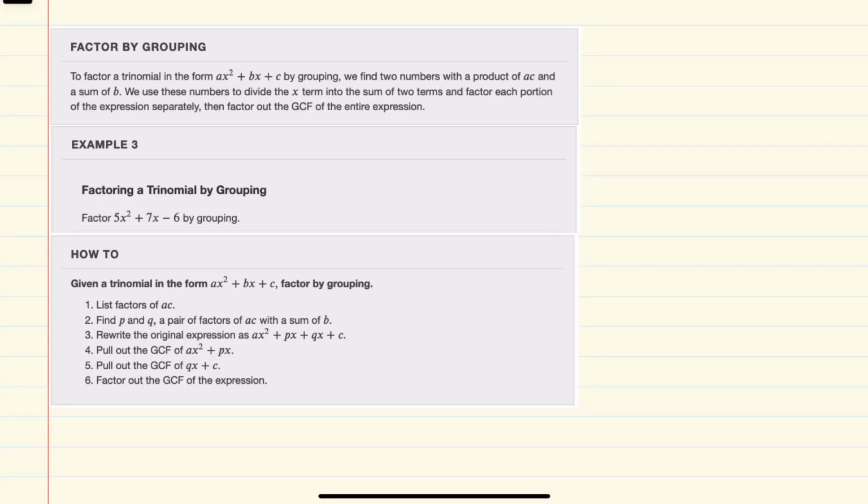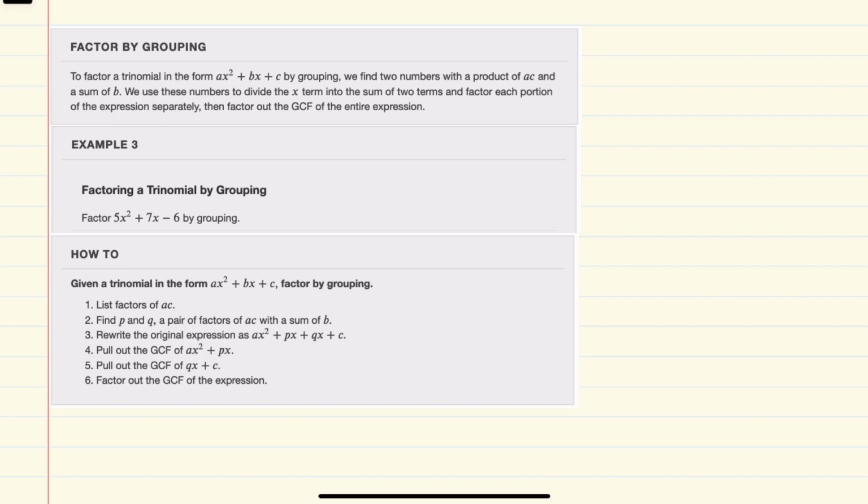In this video, I'll be helping you with the math topic called factor by grouping, seen here in the OpenStax College Algebra text. We're given a description at the top, an example here where we are factoring 5x squared plus 7x minus 6, and then also the how-to at the bottom. So I will follow along with the how-to.